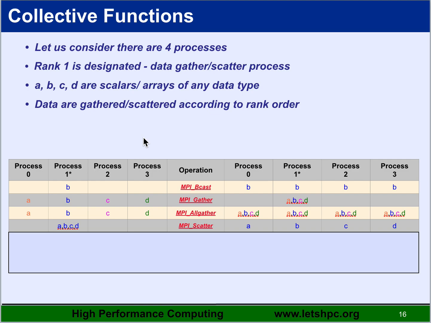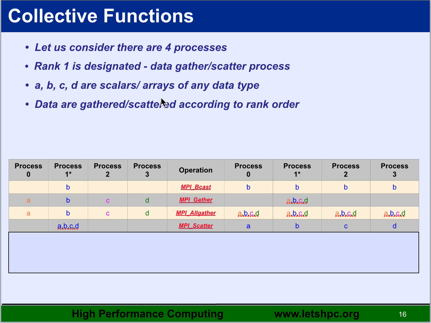Now let's look into a summary of some other API operations. Let us consider that there are four processes: process 0, process 1, process 2, and process 3. Now you can see an asterisk here. This is because we have assumed that the process with rank 1 is designated as the data gatherer or the scatter process. And A, B, C, D, these variables, can be scalars or arrays of any data type.